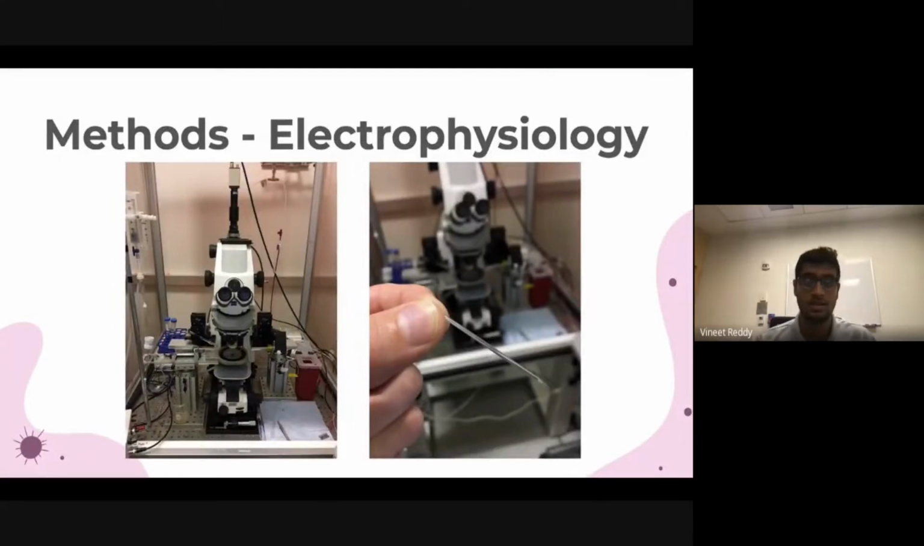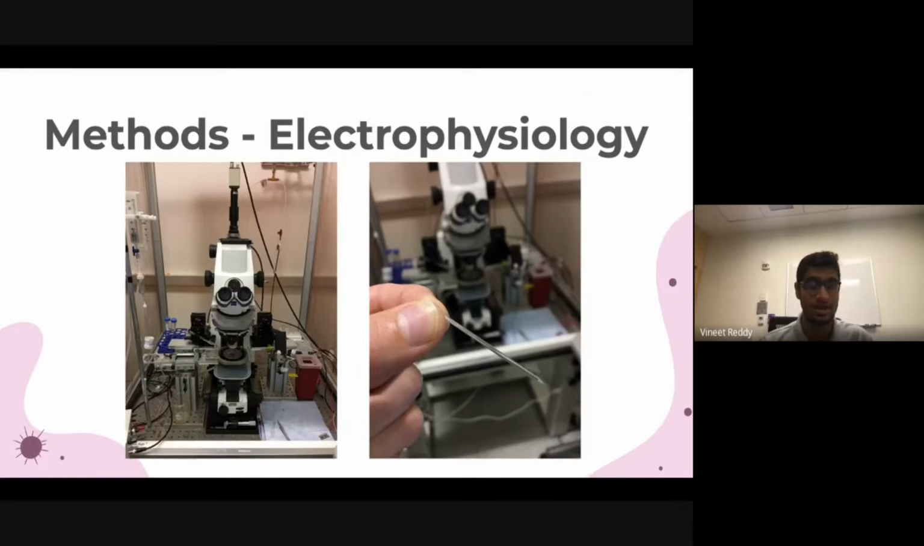Another method that is very prominent in neuroscience, and a method that I personally work on in the lab, is known as electrophysiology. This is a way for us to look at how a single neuron acts within a brain slice, and we can see what currents the neuron is sending out to other neurons right next to it.